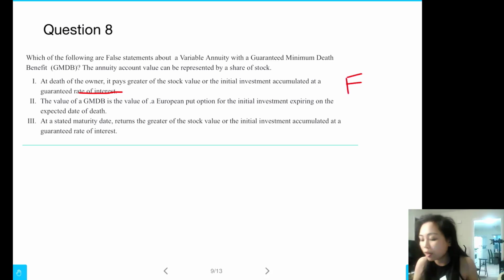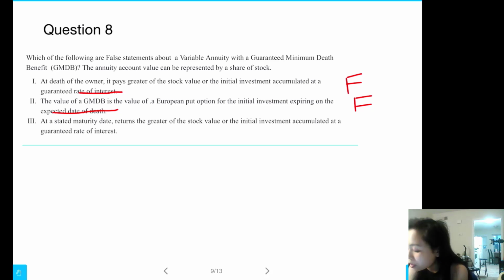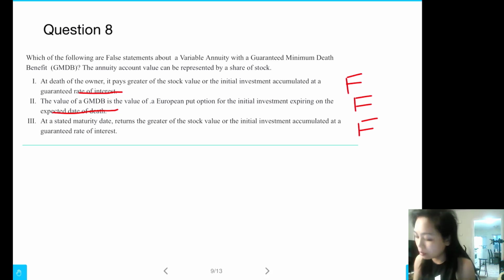Then the second statement, the value of the GMDB, the guaranteed minimum death benefit, is the value of a European put option for the initial investment expiring on the expected day of the death. There's no way to know the expected day of the death, so that is false. So there's no way we can know when the person dies, right? At the maturity day, it returns the greater of the stock value or the initial investment accumulated at the guaranteed rate of interest. It's none of these because there's no interest guaranteed. We don't have interest in this problem.